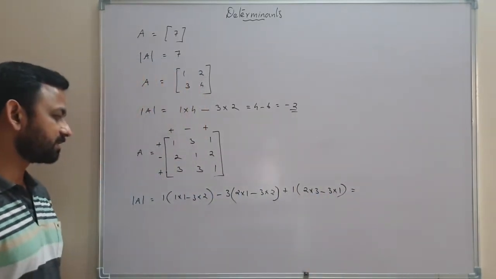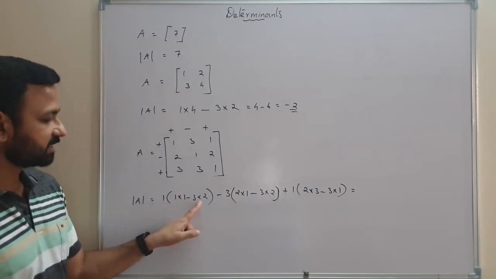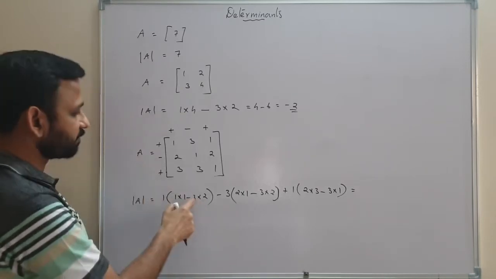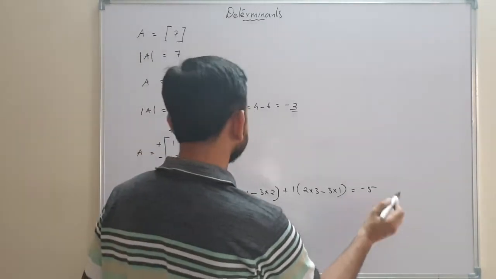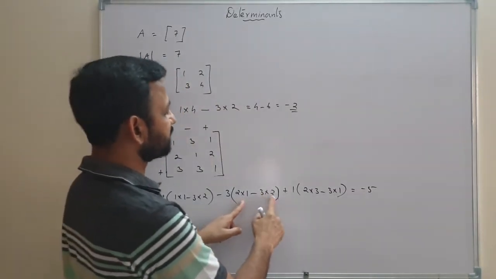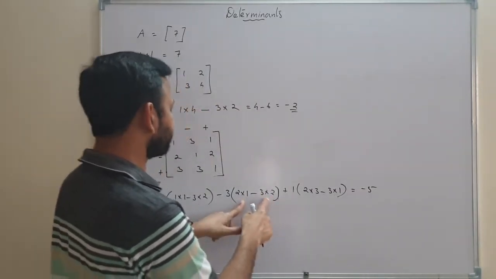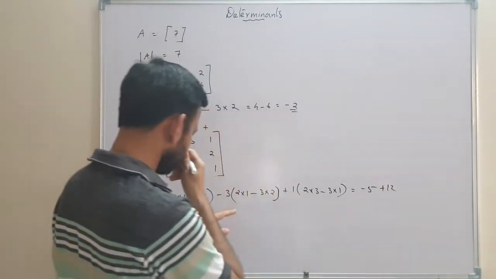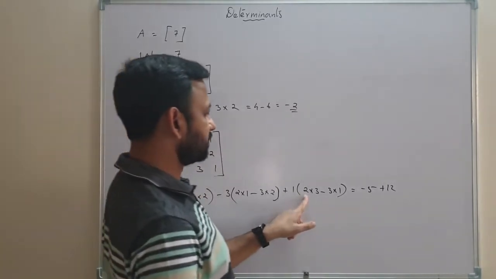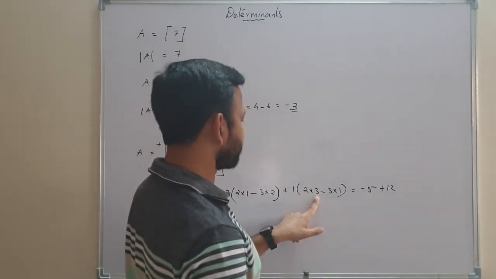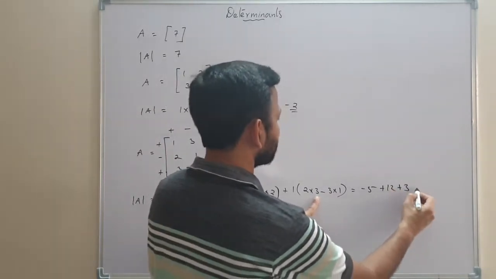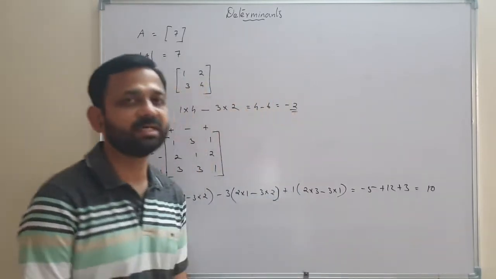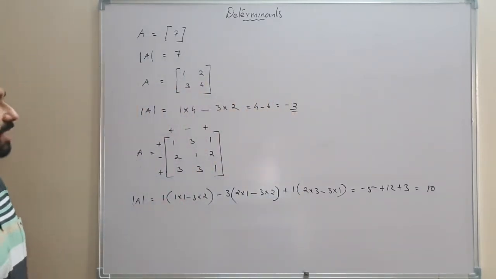Then we can find the answer. 1 into 1 minus 6. 1 minus 6 is minus 5. Minus 5 into 1, that is minus 5. Then 2 minus 6, that is minus 4. Minus 4 into minus 3, that is plus 12. Then 6 minus 3, that is 3. 3 into 1 is 3. So the answer is 15 minus 5, that is 10. Determinant A equals 10.